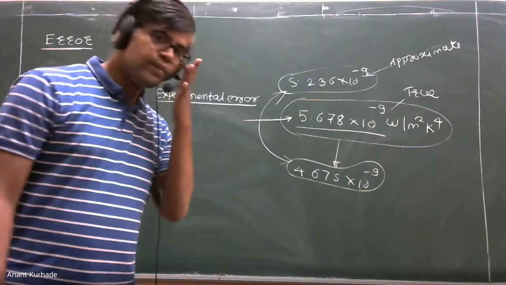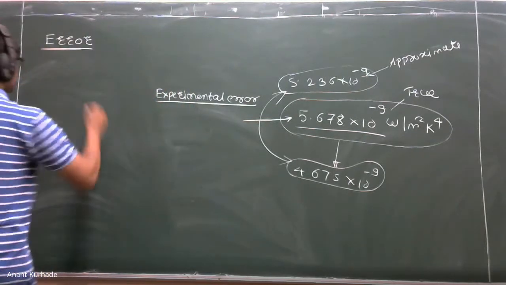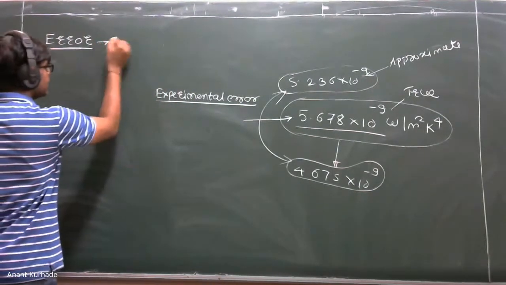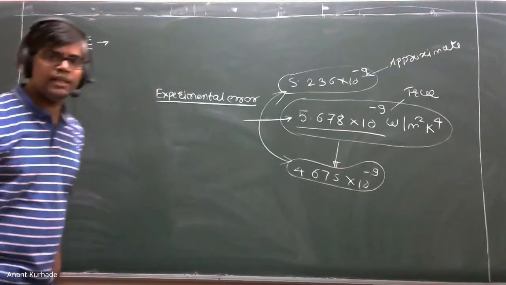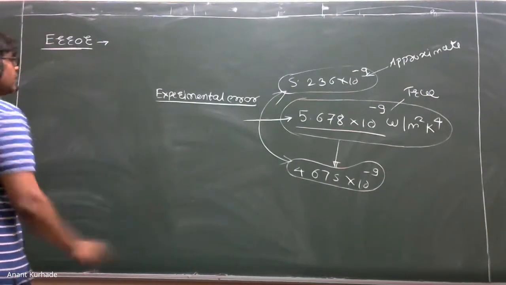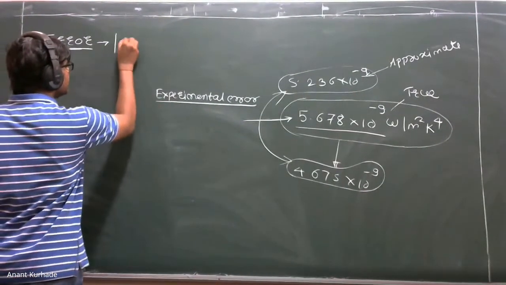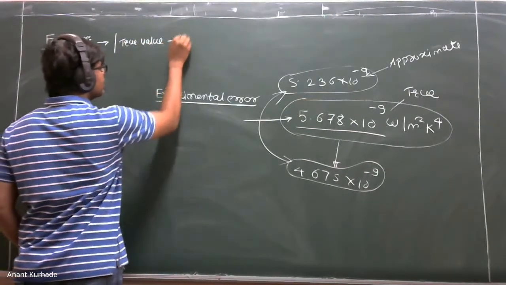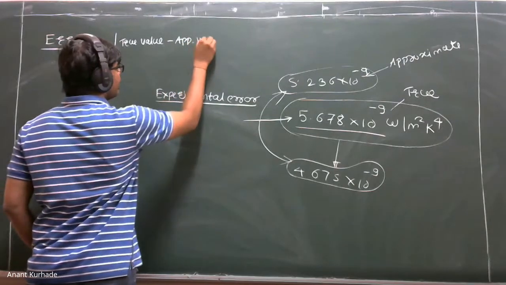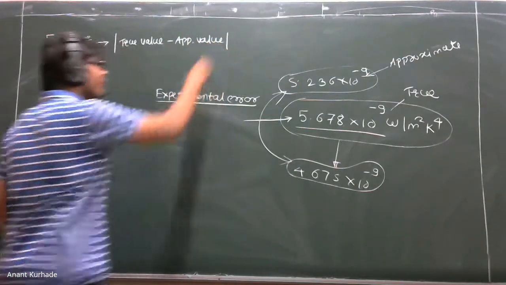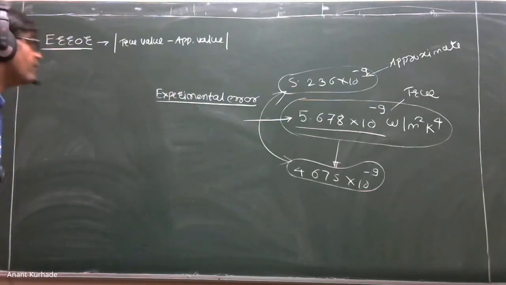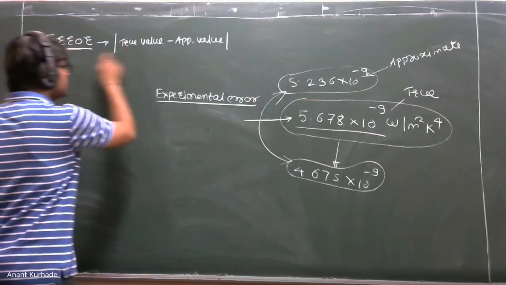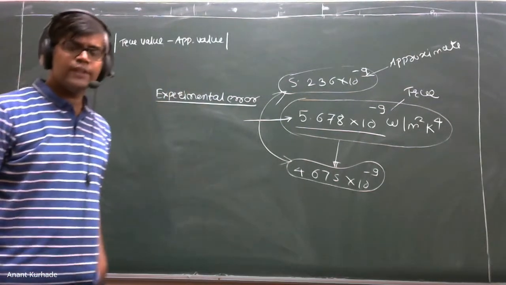Okay. So remember, we discussed what is meant by error. Always remember, error is in mod. It is not negative. Always positive. You can write it as mod of true value minus approximate value. So this is the definition of error.